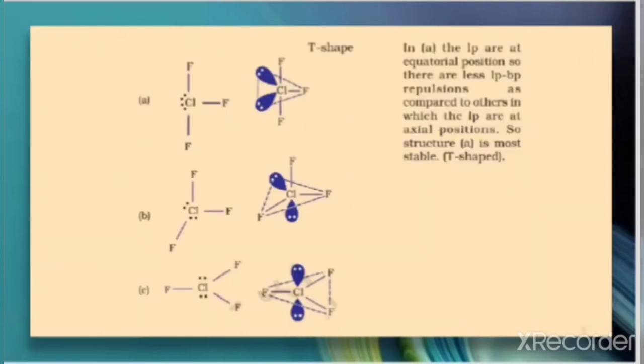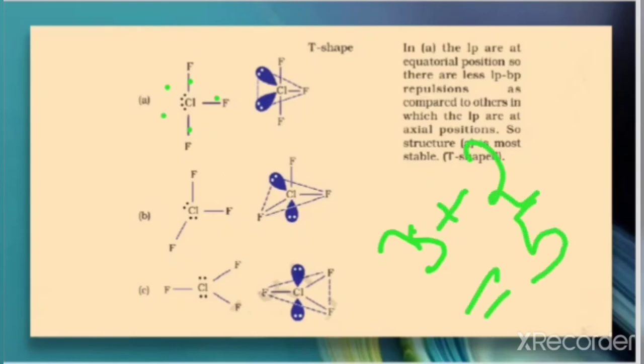Next, in the case of ClF3, there are 3 bond pairs and 2 lone pairs. So the total number is 3 bond pairs plus 2 lone pairs, that is equal to 5. So 5 total pairs are there. So what will be the geometry? The geometry will be trigonal bipyramid.